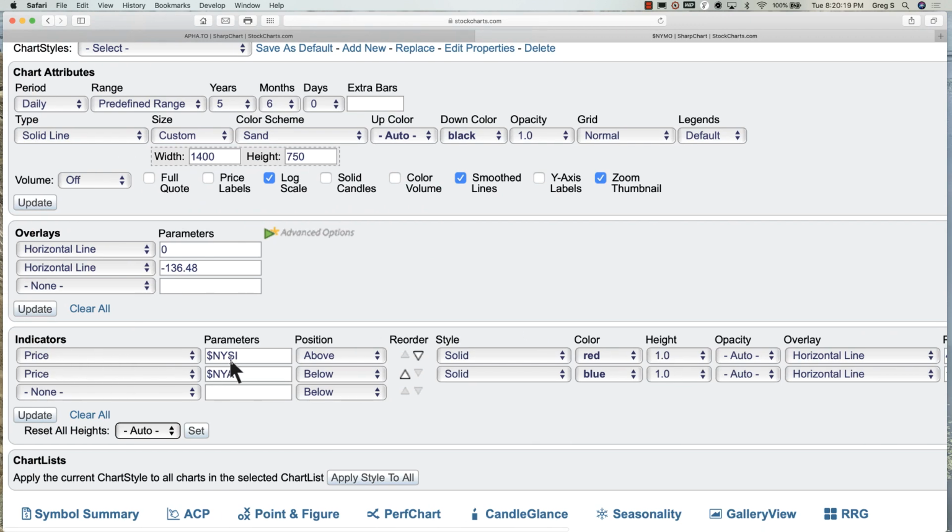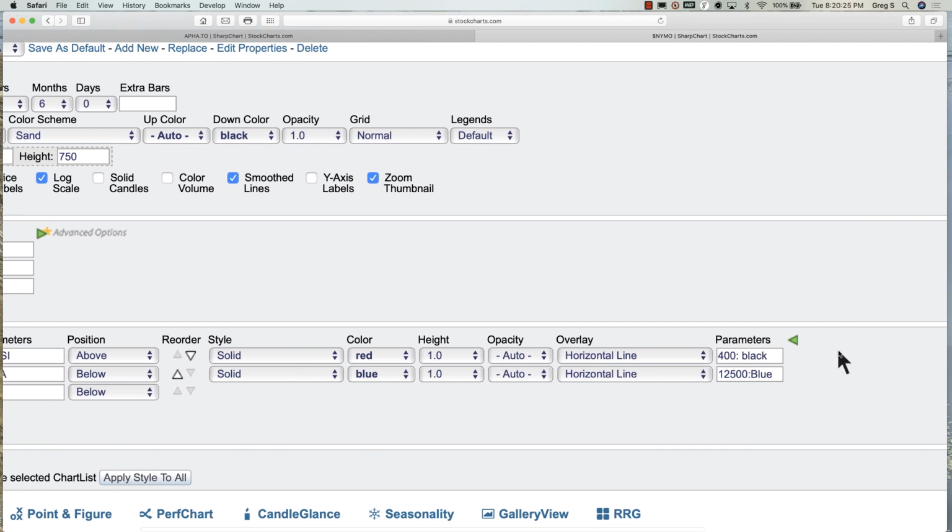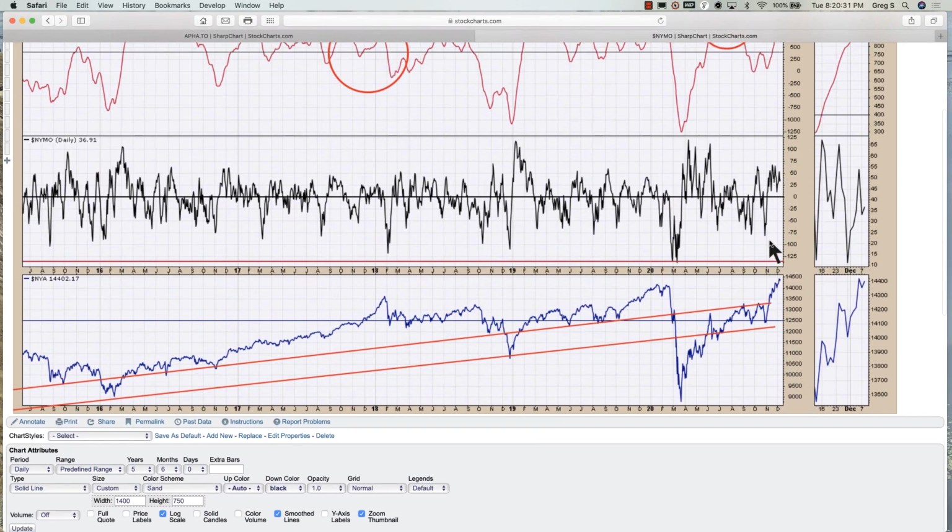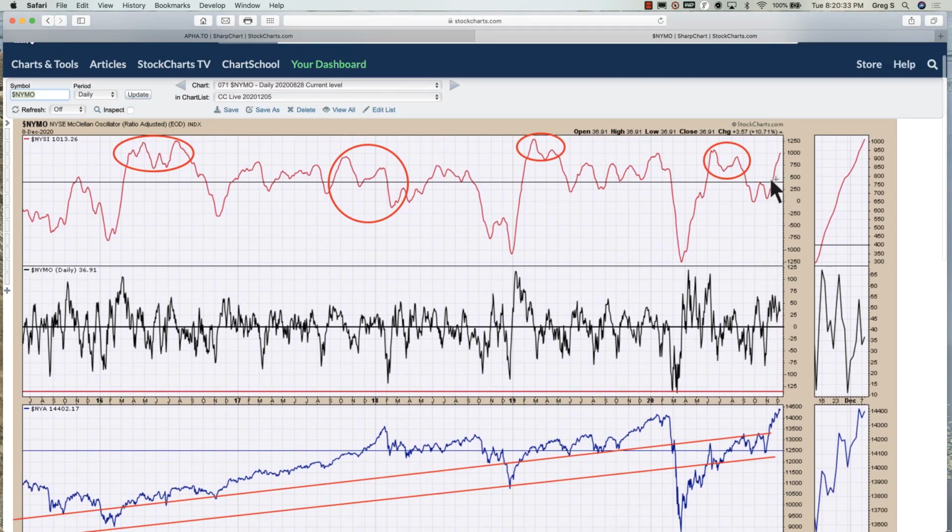So in this case, I've picked the summation index. I want to put an overlay called a horizontal line, straight line. I want to put it at the level of 400, and I want to make it black. So when I do that, it now plots this level. So the point I want to make is when the market stays above 400, you're pretty bullish.